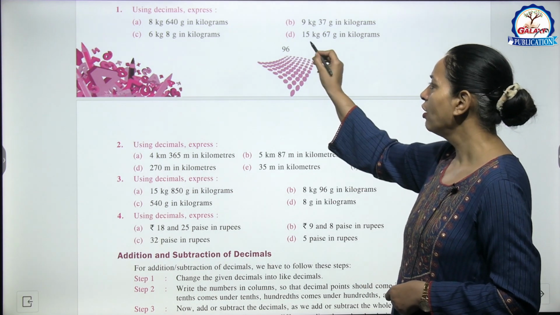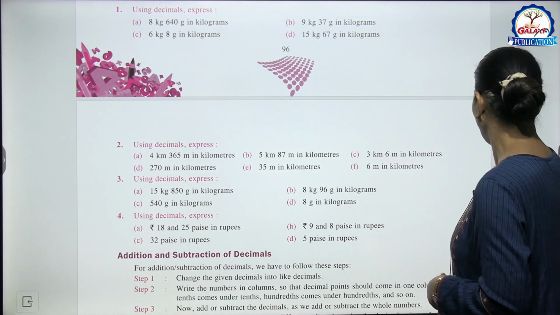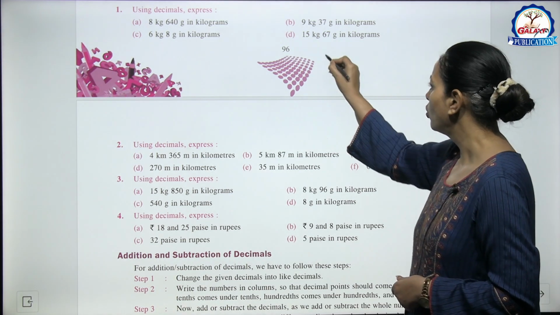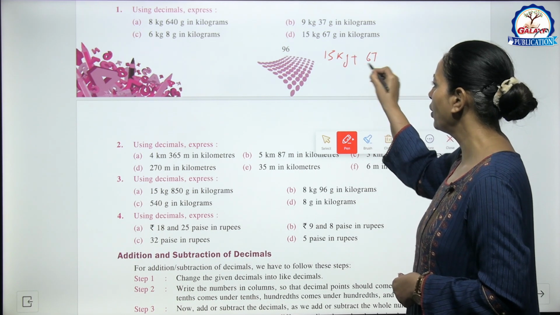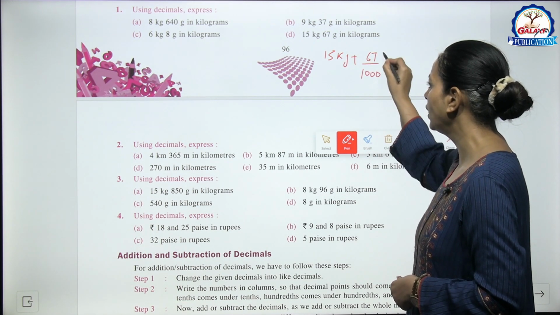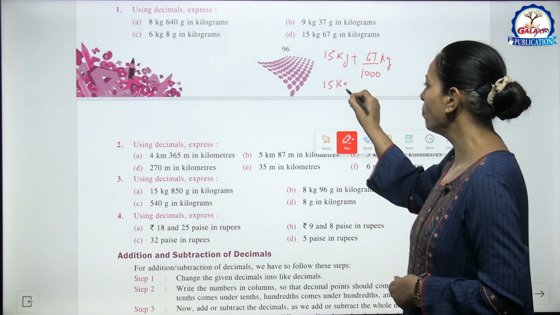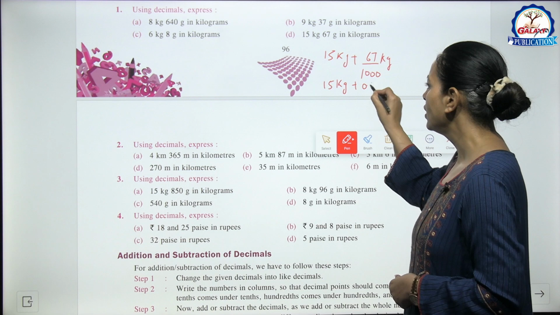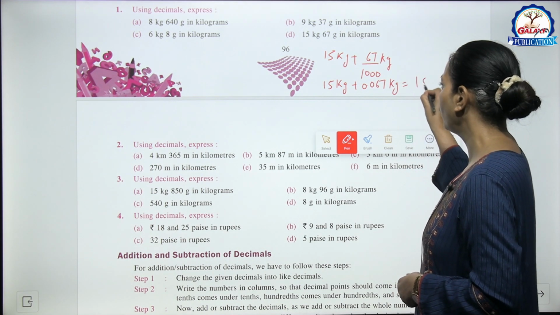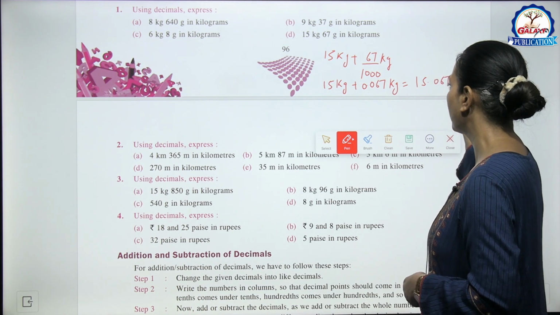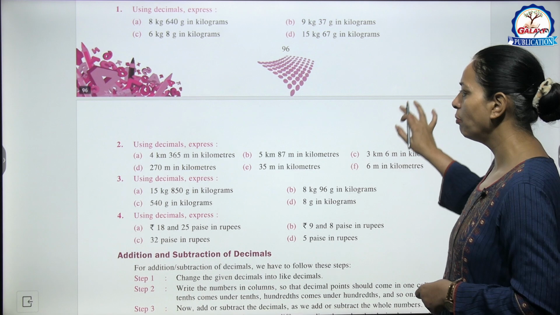Now exercise 3, based on such type of examples. See here question number 1, using decimals express. Like D part, 15 kg 67 gram in kilogram. So what to do? 15 kg plus 67 upon 1000 kg. So this becomes 15 kg plus 0.067 kg. So answer is 15.067 kg. Okay. Similarly, you can try remaining parts.